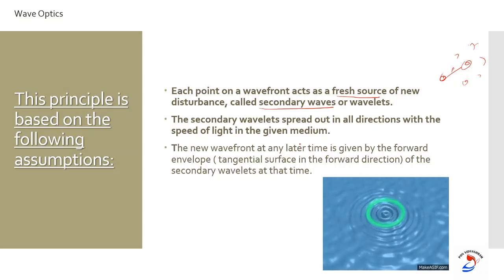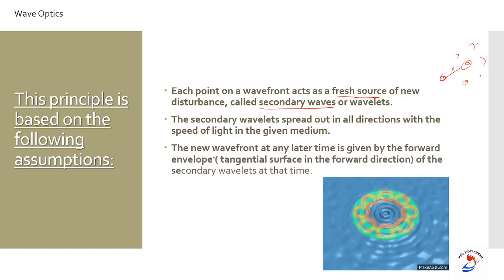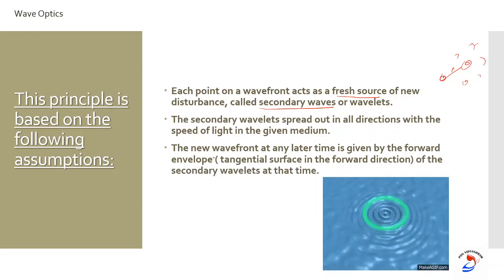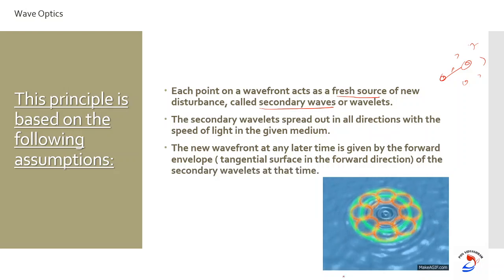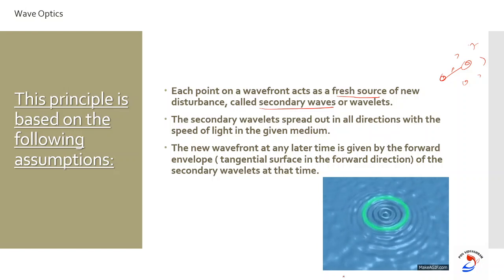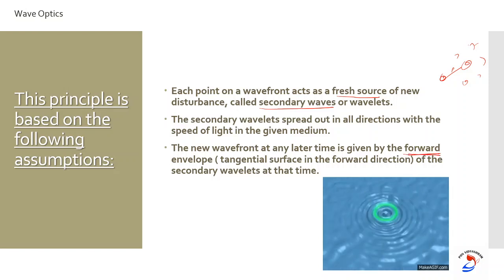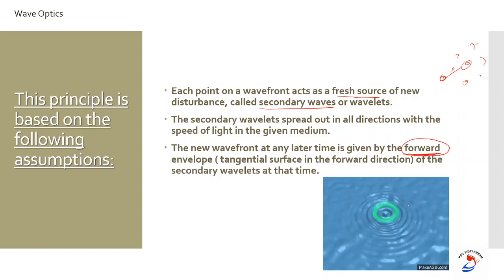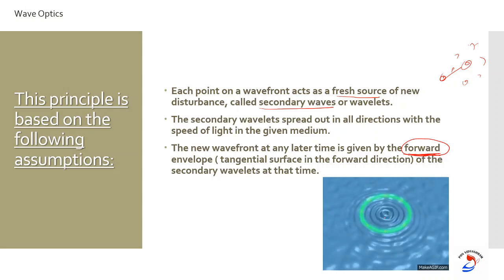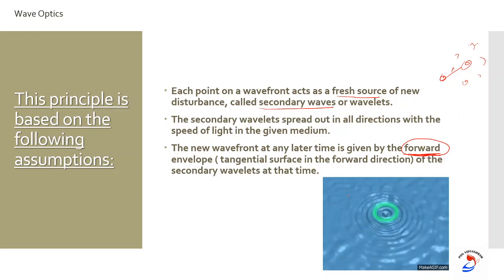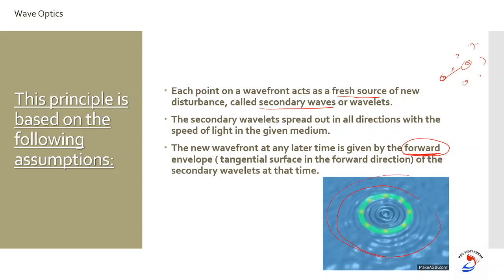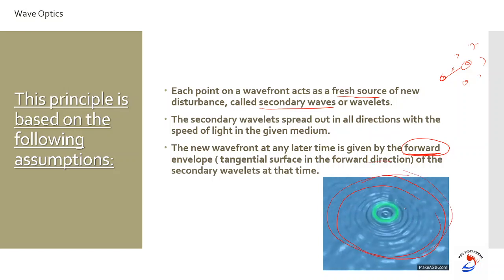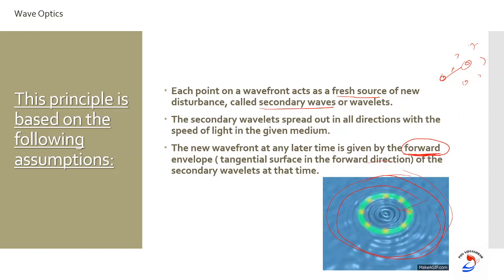Now, the next point is that the new wavefront at a later time is given by the forward envelope, or the tangential surface in the forward direction, of the secondary wavelets at that given time. What it means is that after a certain time interval, the wave only travels in the forward direction. It does not go back to the source. See, this orange circle is actually approaching the center, right? After a certain interval of time, you will see that the ripples are only going outwards. They keep going outside. They don't tend to come towards the opposite side. They don't tend to come backwards.